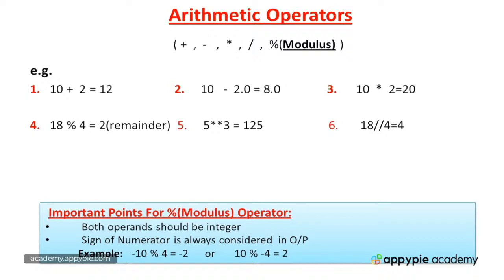Now, important points for the modulus operator, there are two points. Both operands should be integer. The sign of the numerator is always considered in the operation. For example, minus 10 modulus 4 will give you minus 2, but if it is 10 modulus minus 4, that means the denominator is having a negative symbol, then we are not going to get minus 2, we are going to get 2 only.